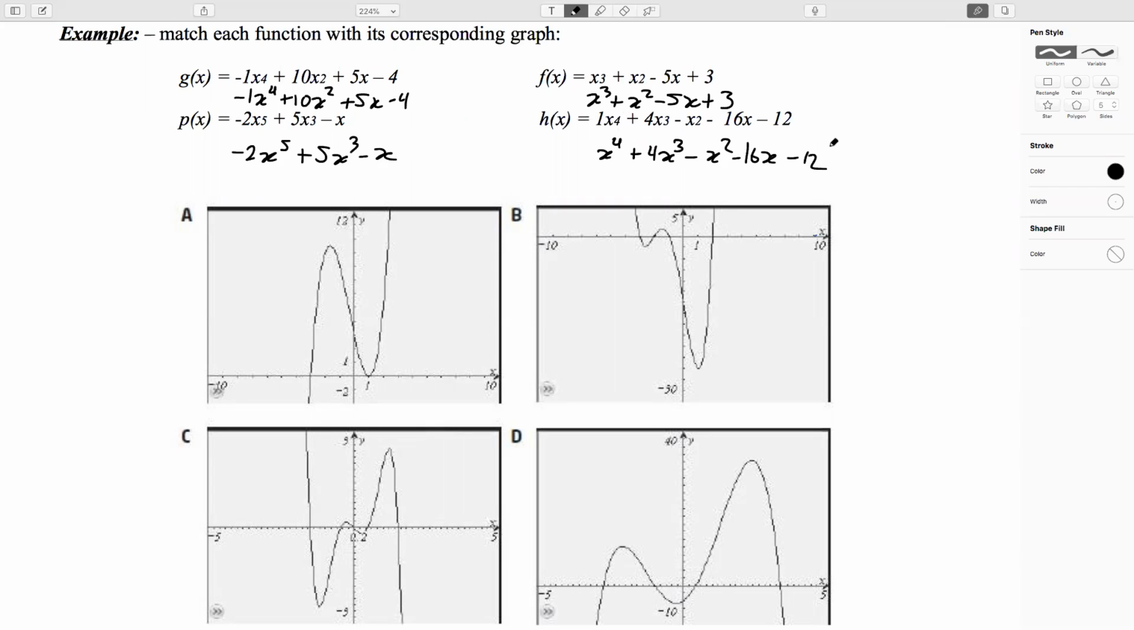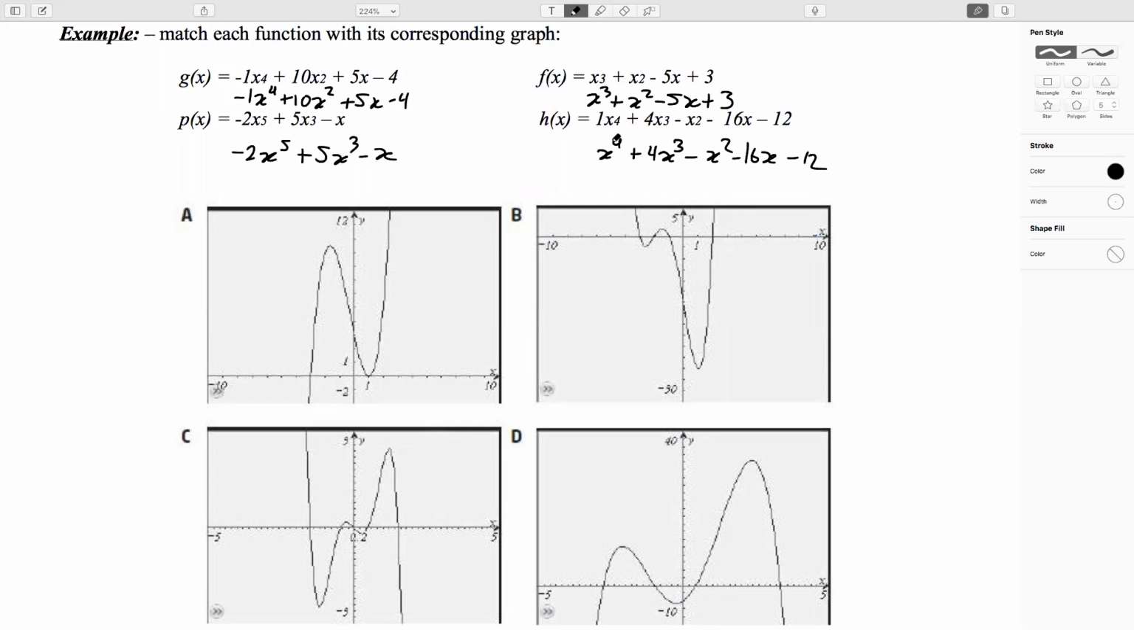Okay, so let's use what we know to figure out which functions are which. Right off the bat, I know I have 2 quartic functions. I have x to the 4 and x to the 4. So 2 of them should have that general shape. So let's not start with those. Let's eliminate the other ones first.